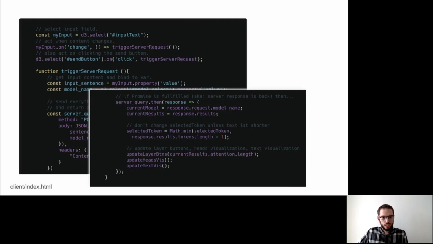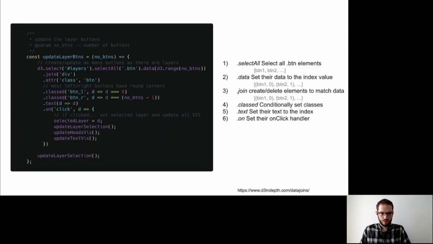Then we don't change the selected token. Selected token is something we will come to later, which is the token we're currently clicked on. But we're not changing it unless the text is suddenly shorter, because then the selected token would be invalid. And finally, we call three functions. We update the layer buttons, where we select different layers of a model. We update the heads visualization, where we show the different heads of the model. And finally, we also update the text visualization where we want to visualize our tokens.